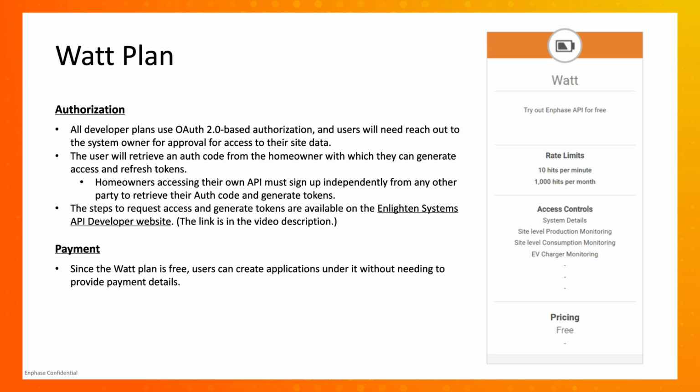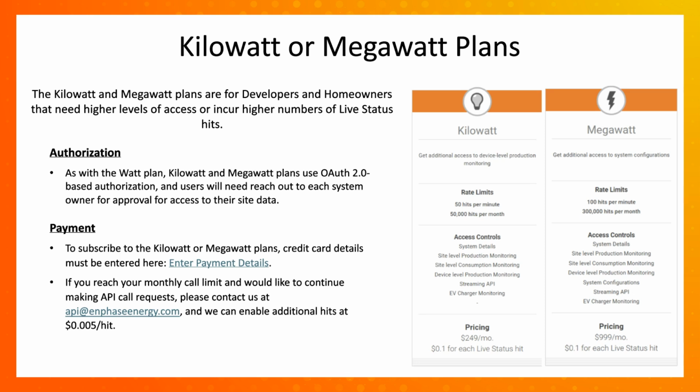The Watt plan is for homeowners or installers who have less than 10 installed sites, or it can be used for testing purposes. It is free to register for the Watt plan, but please note, access to API data is more limited in scope under the Watt plan option. The kilowatt and megawatt plans are for developers and homeowners that need a higher level of access, or for those who incur a higher number of live status hits. The kilowatt and megawatt plans are paid plans, and a payment method will need to be entered on the Enphase Stripe portal to access these plan types.